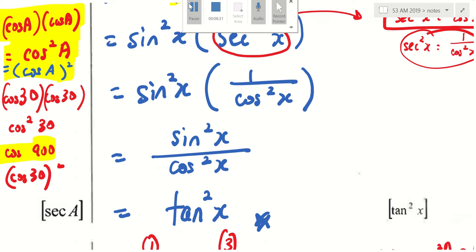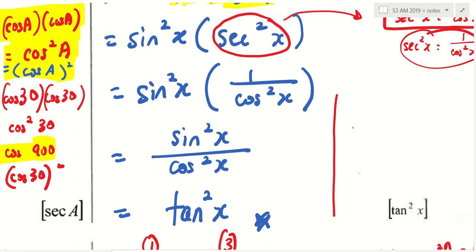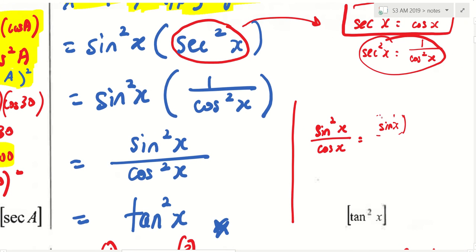Let's say I have sine square x over cosine x, then what happens? This is just sine x times sine x over cosine x. That means you can write tangent x, then sine x, because sine over cosine combine to give you tangent. Then this is by itself.